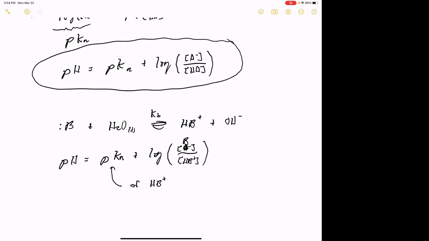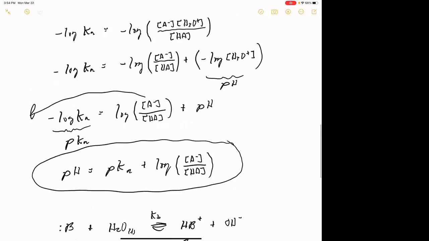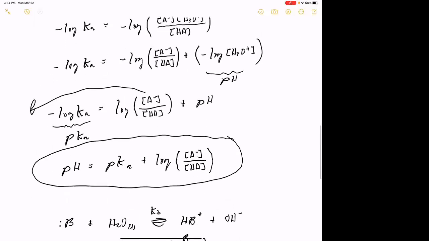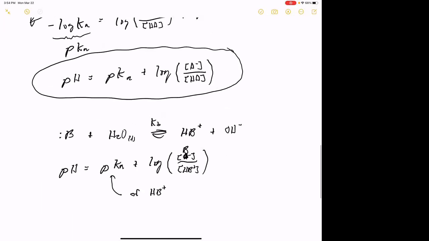All right, any questions so far about Henderson-Hasselbalch? We're going to show you how to use it in a little bit, but I just want to make sure. You don't have to memorize how to derive it or anything like that. It's just nice to know if you like those kinds of things, but you do want to remember the useful form of the equation.